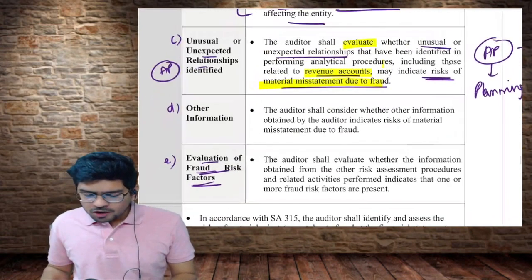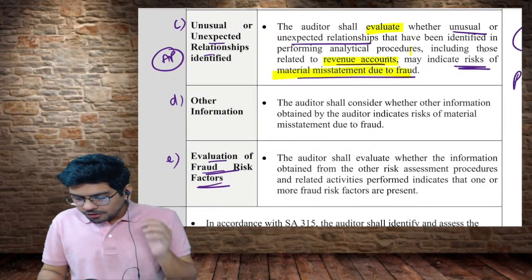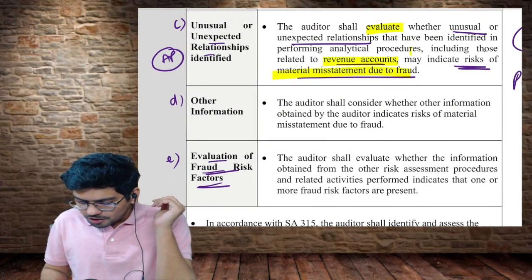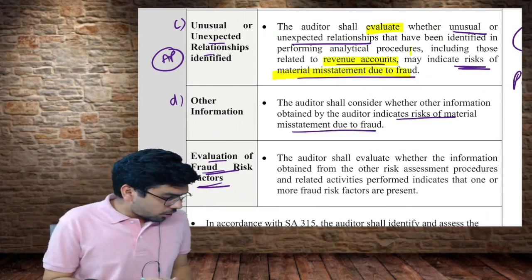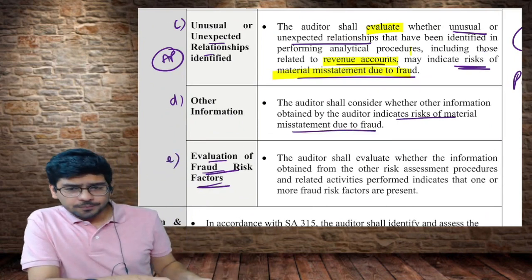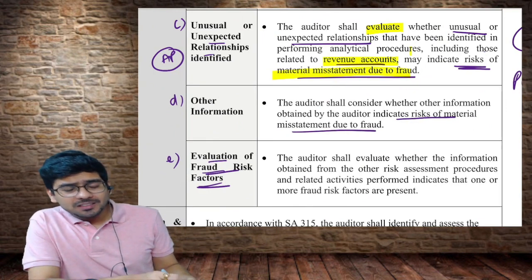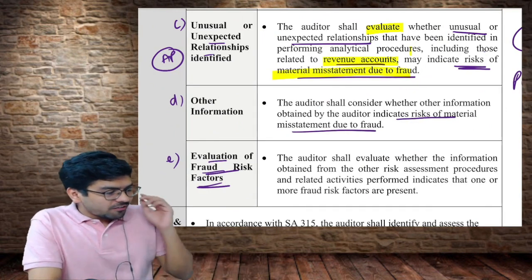Okay. Then what all other information does he need to obtain? The auditor shall consider whether other information obtained by the auditor indicates risk of material misstatement due to fraud. Now what can be the other information? Let's say we find some contradictory evidence.